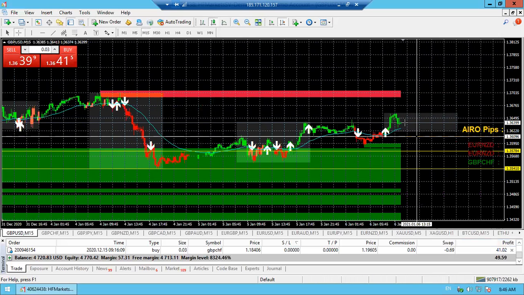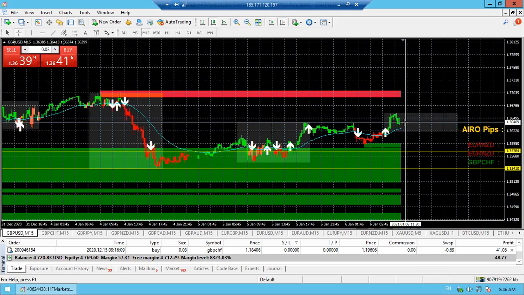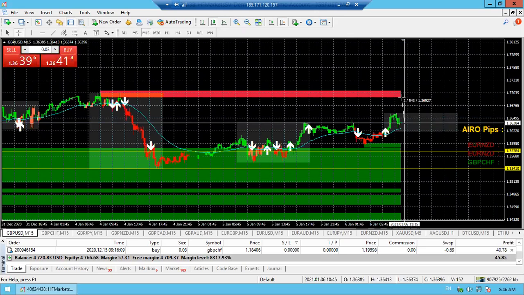Let me check for the next resistance. Okay, the next resistance point is 54 pips away, and if I'm to place my stop loss, it is meant to be 40 pips below. So here will be my stop loss. Okay, and I'll be aiming for 20 pips above.